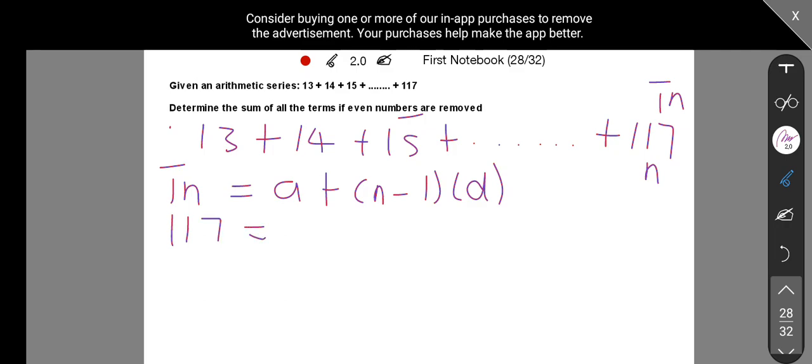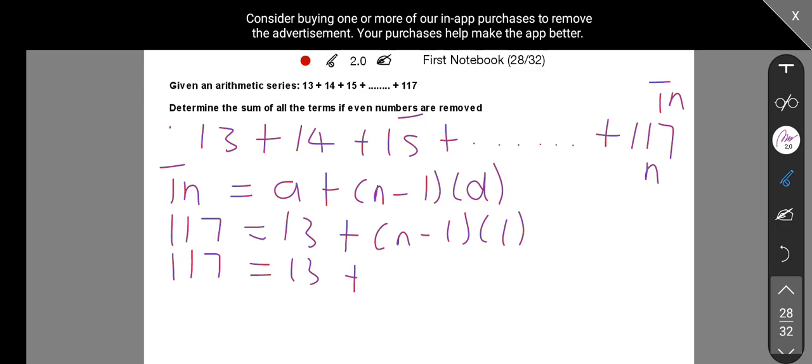117 is equal to a, the first term in the series, that is 13, plus n, which we are solving for, minus 1, multiplied by 1, the difference between the terms in this series. So we have 117 is equal to 13 plus, we multiply this bracket of n minus 1 times 1, and it gives us n minus 1. So on the right side, 117 is equal to 13 minus 1, which is 12, plus n.